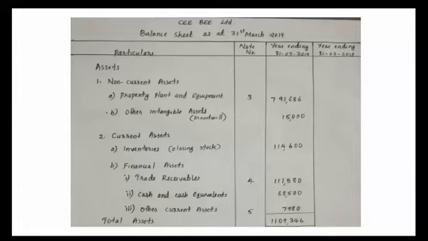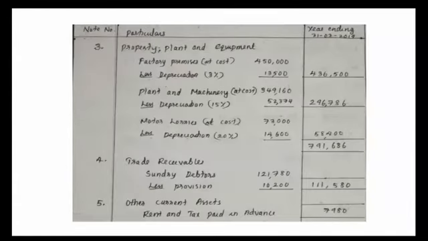Okay, what is the amount of closing stock? 1,14,600. Okay, the next head is financial assets, and under the financial assets firstly we have to enter trade receivables. Okay, note number 4. What does note number 4 mean? The trade receivable. The items that come under this head are sundry debtors and bills receivable, and here we have only sundry debtors. The value of sundry debtors is 1,21,780, and here we have to deduct the provision for bad and doubtful debt from the sundry debtors. What is the provision? 10,200.